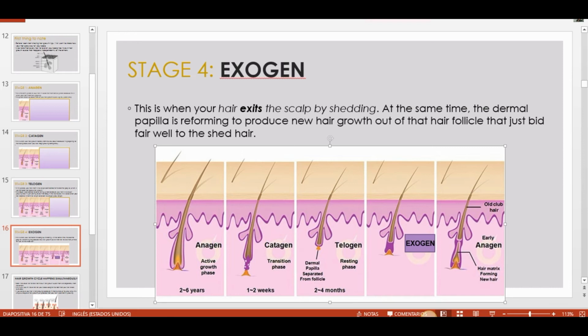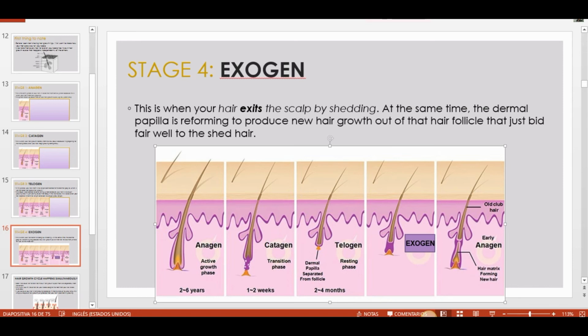And at the same time that this is happening, because it's a cycle, your hair will go back to the first stage, which is anagen. That's why we have this image right here. At the same time, the old club hair is getting ready to leave the scalp. We can see this tiny piece of hair that's beginning to grow, beginning to form. So again, you can see the dermal papilla right here, growing.